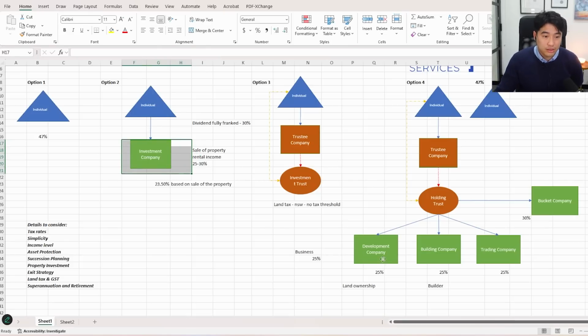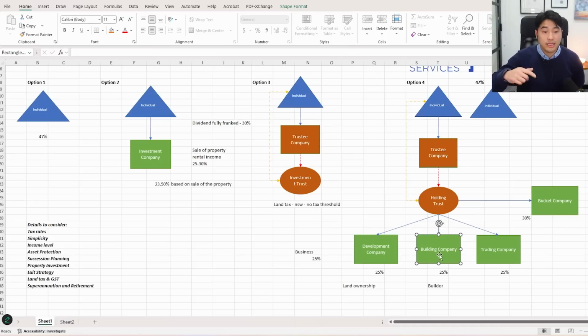So that's why it's actually better to have a development company that owns the property. And then if you want to engage a builder, you set up another company that might engage a builder. Therefore, if the builder sues you, they'll sue the building company rather than the property owner. You can call this the property owner, for example.